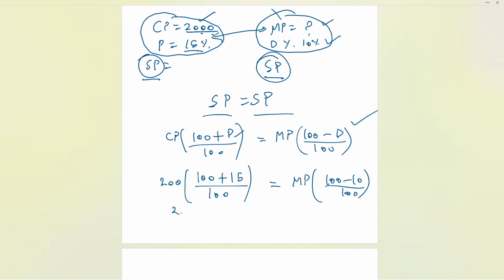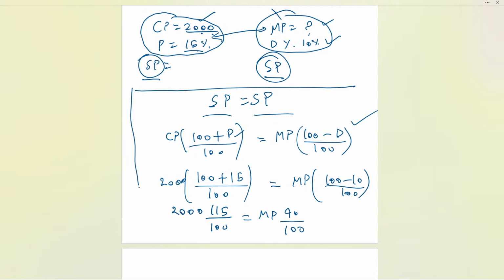So let me tell you over here, it will be 2000 over here. And then we have 115 by 100 is equal to the mark price we need, it will be 90 by 100. I will not write this complete part. I know this part now, so directly you can write this line and in 2 lines you can get the answer. Okay, now 0 0 cancel over here, let it directly cancel 100 100.